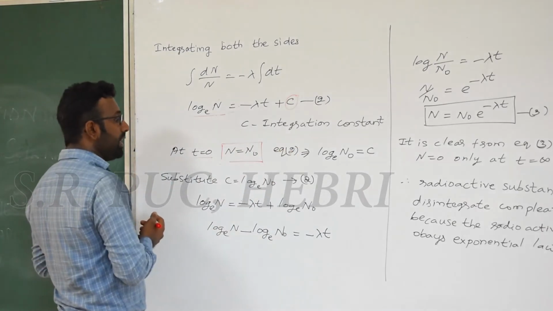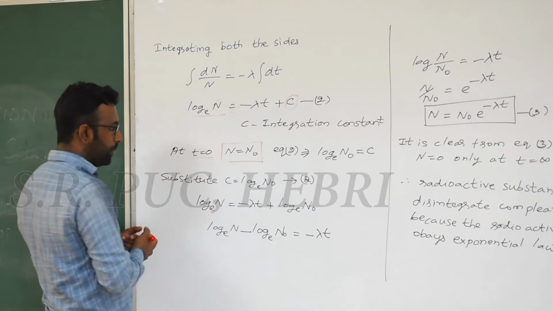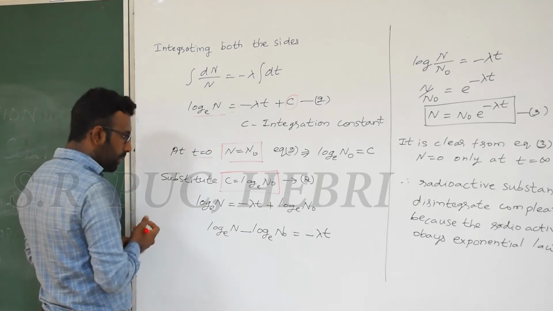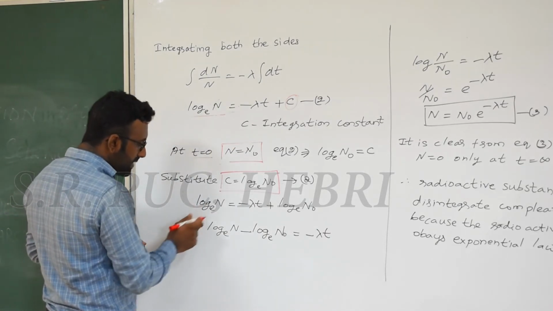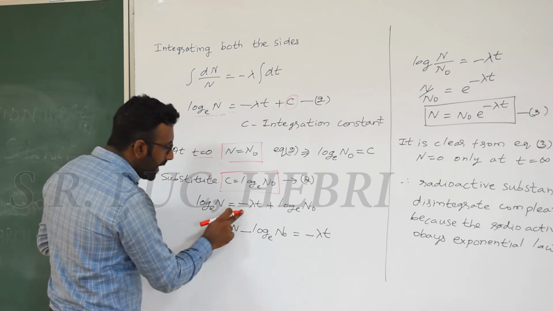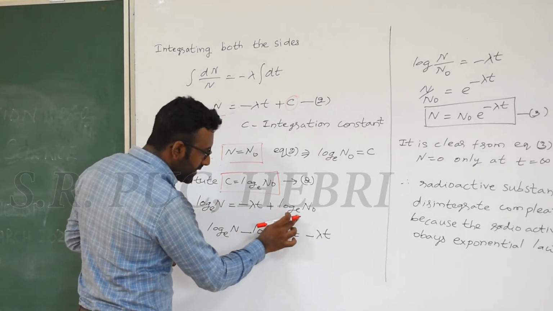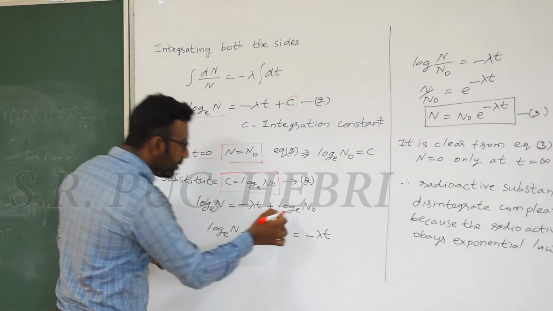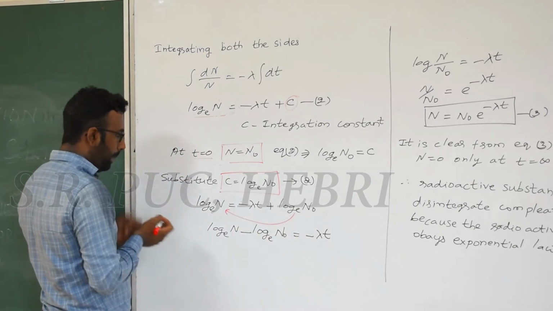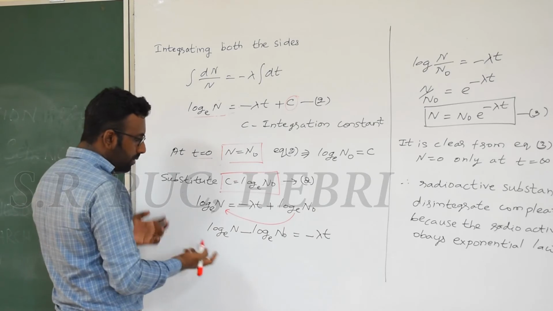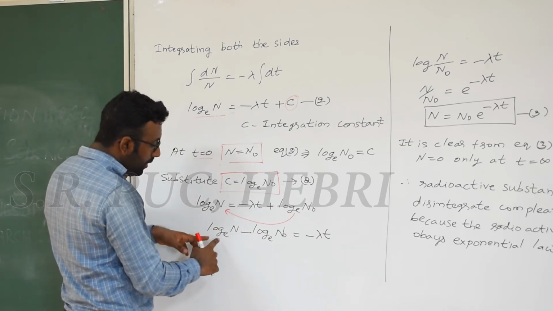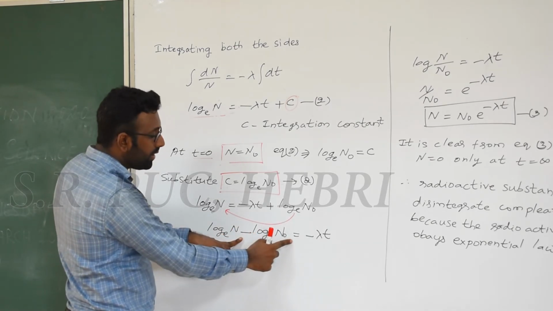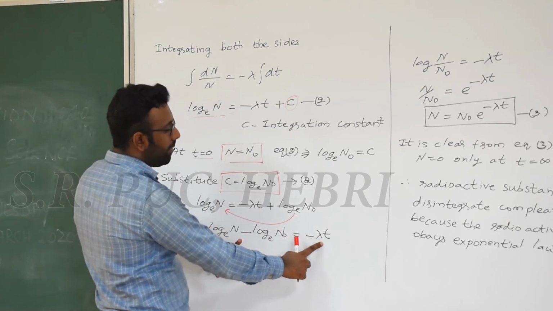Now we get the value for c, right? We will substitute c in equation 2. That is, c is equal to log to the base e N naught. We will substitute back in equation 2. I can write log to the base e N is equal to minus lambda t plus log to the base e N naught. Okay, now we will go for some rearrangement. We will take this log term to the left side. When the log term comes to the left, you know what happens? The sign gets changed. So log to the base e N minus log to the base e N naught is equal to minus lambda t.